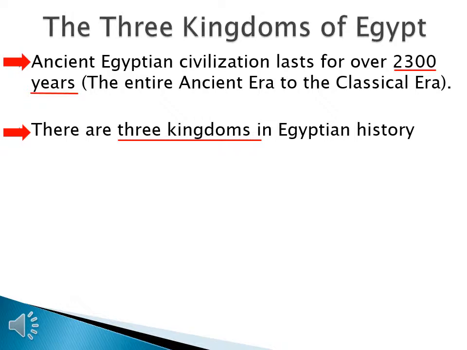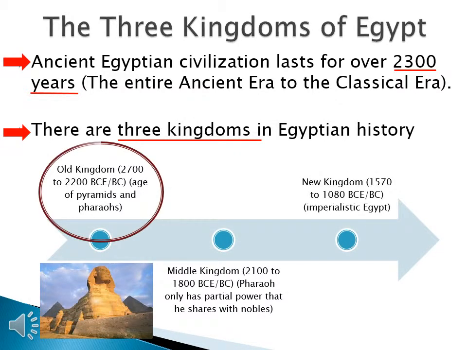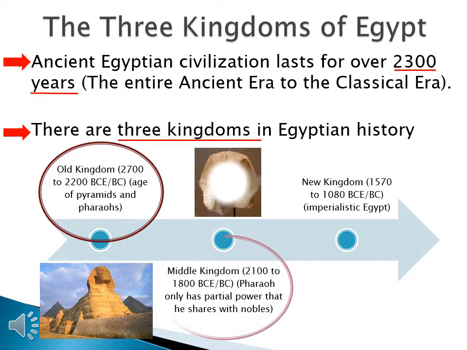The first kingdom is the Old Kingdom. That's from 2700 BCE to 2200 BCE. This is the age of the pharaohs and the pyramids. Pharaohs in complete control. Then we have the Middle Kingdom. That's from 2100 BCE to about 1800 BCE. At this time, the pharaoh only has partial power, and he shares that power with the nobles, with other people in Egyptian civilization.